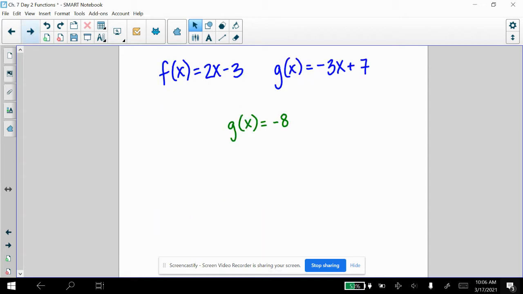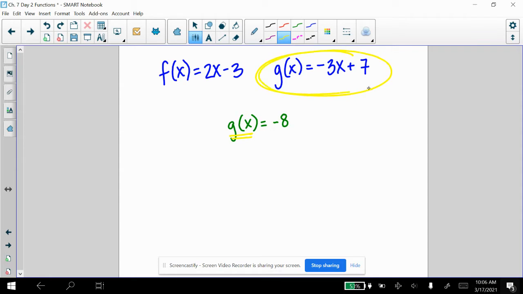Okay, so one of the things that I want to talk about now is what if we now say g of x equals negative 8? So the fact that it's telling us g of x means that we're only going to focus on this function here. But instead, you'll notice that they have now given us the output, and we are looking for the input. So what this means is I'm going to take this negative 8 and plug it in to that entire g of x.